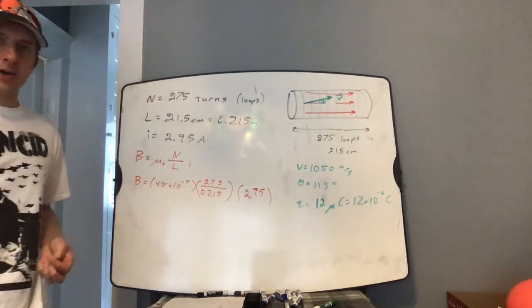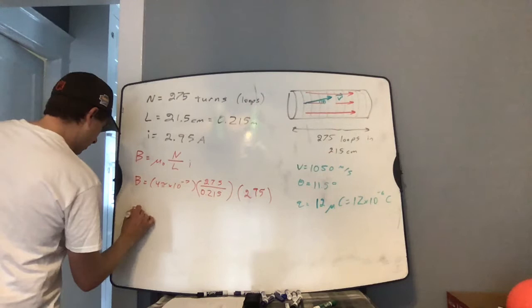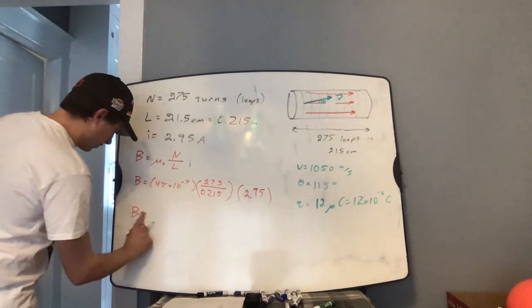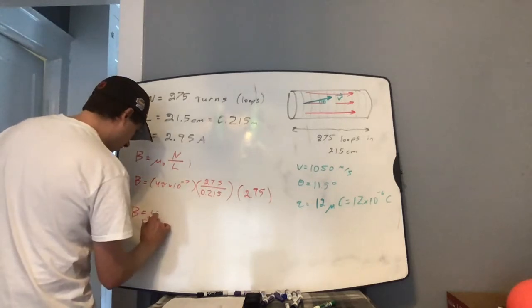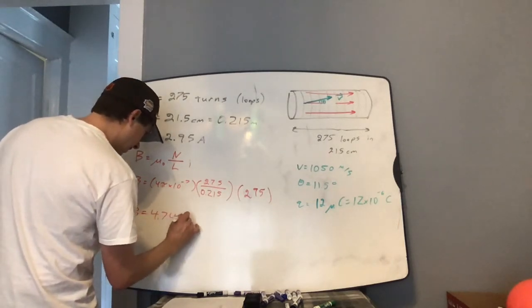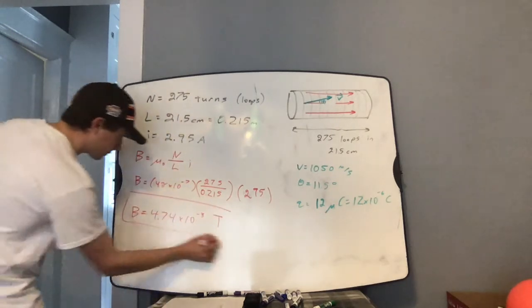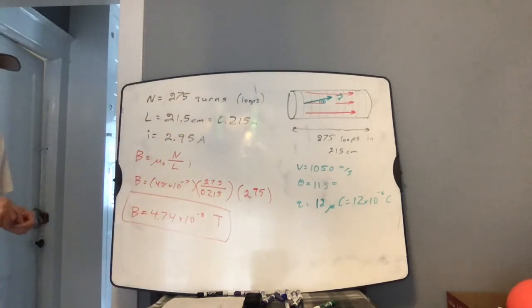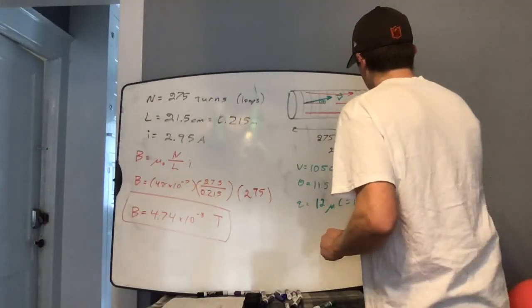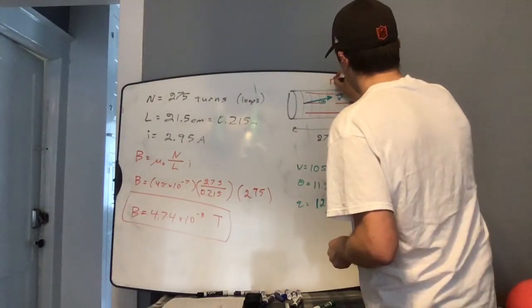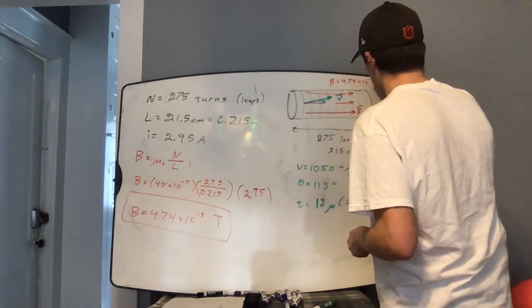Now I put all those numbers into a calculator. When I hit enter, I get the strength of the magnetic field inside the solenoid is going to be 4.74 times 10 to the negative 3 Tesla. So we found the strength of the magnetic field inside the solenoid. The magnetic field is 4.74 times 10 to the minus 3 Tesla.